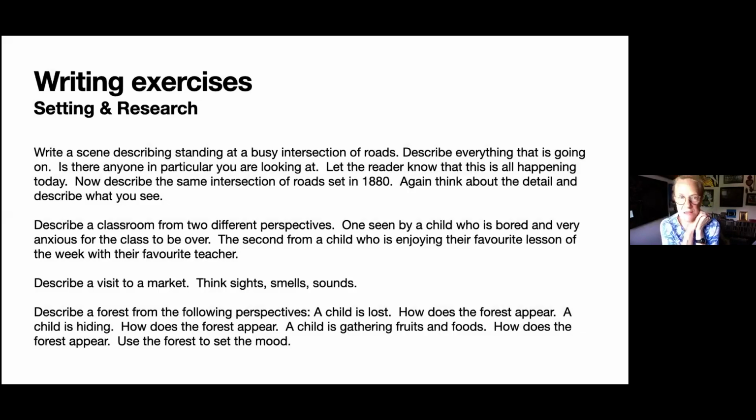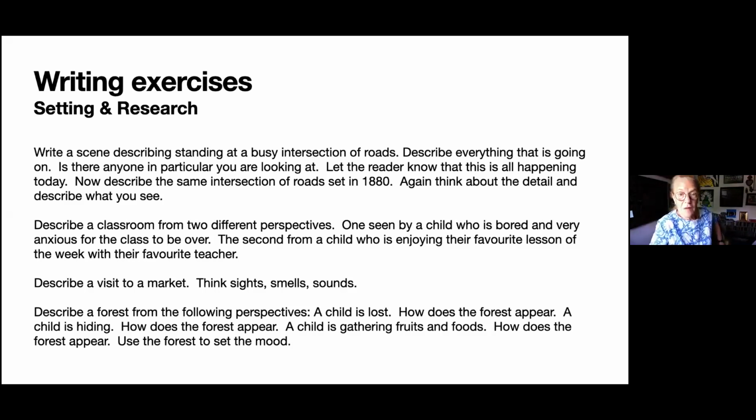So, setting and research. The idea here is to practice describing a setting with different meaning, thinking back to what we were talking about, setting as having character. Write a scene describing standing at a busy intersection of roads. Choose the roads wherever you want, ideally somewhere you know. Describe everything that is going on. Is there anyone in particular you're looking at? What's the weather like? Are there traffic lights? Is there a lot of traffic? Let the reader know that it's all happening today through the things that you describe. Are people on their phones? There are ways of showing that it's today.